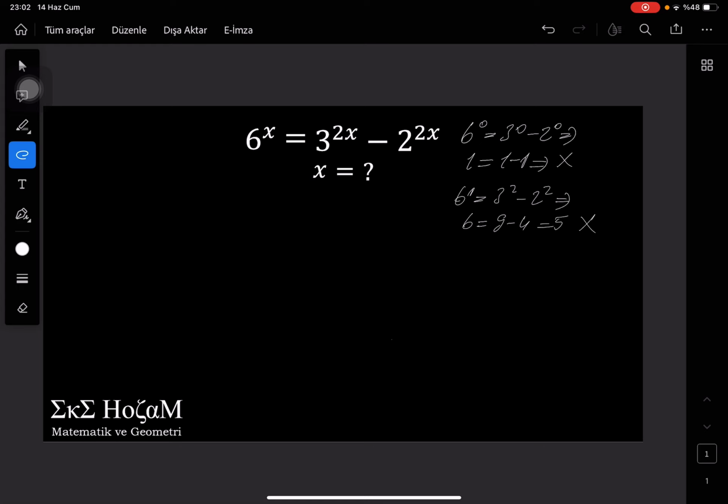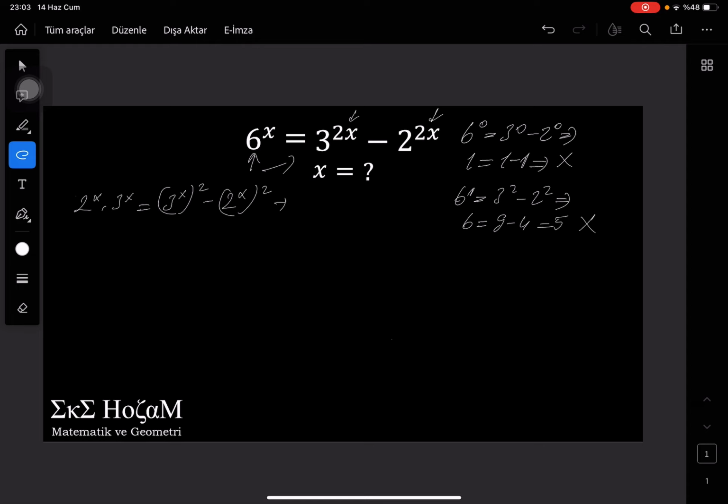So let me investigate this question in another way. I can see that this expression is the square of 3 to the x, and this is the square of 2 to the x. And this expression can be written in terms of these two expressions. Therefore, let me write that 6 to the x will be 2 to the x multiplied by 3 to the x equals to 3 to the x square minus 2 to the x square.